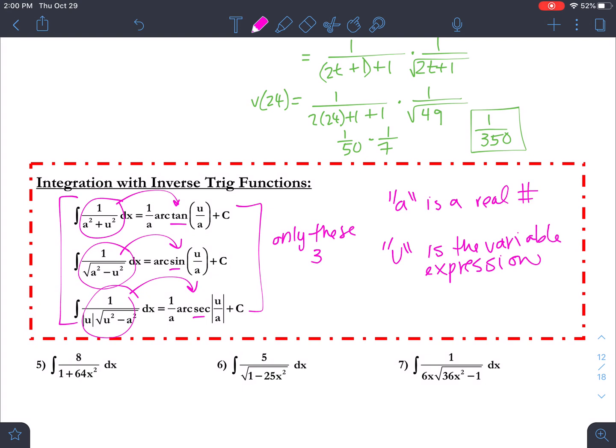Okay, so again, you're looking out for that pattern, and you see that the first one is something over 1 squared plus 8x squared. And you might not recognize that, but overall what I want you to see is it fits into one of these patterns. Specifically, it looks a lot like arctangent. Okay, so let's try it out.